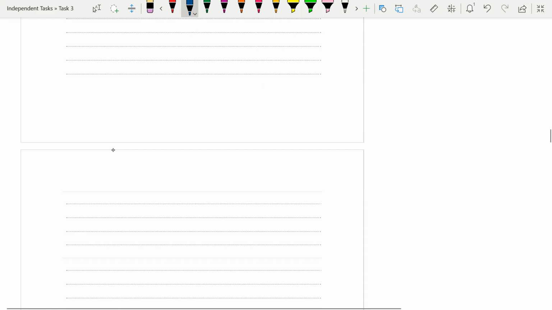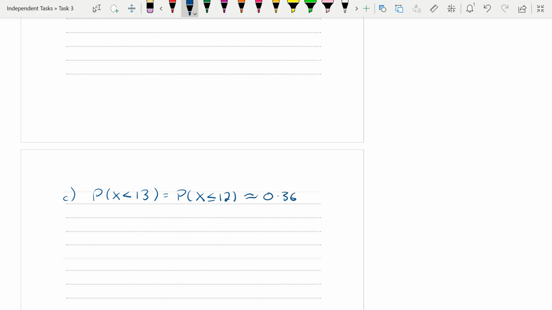So that's what I'm going to use to my advantage here, okay? I know the probability of it being fewer than 13, which would be the probability, if I'm thinking about using my calculator, of being less than or equal to 12, is approximately 36%. Okay, so what I'm going to do is use my calculator, and I'm just going to use a bit of trial and error.